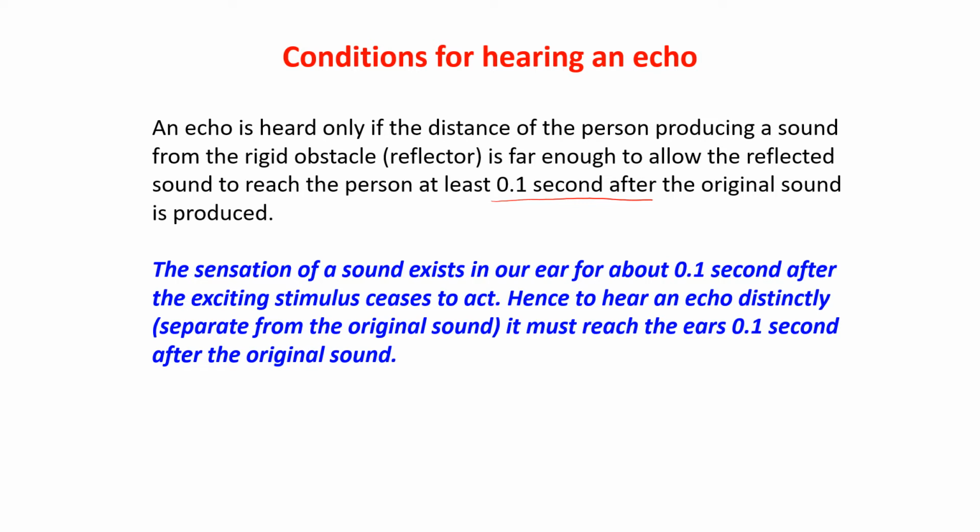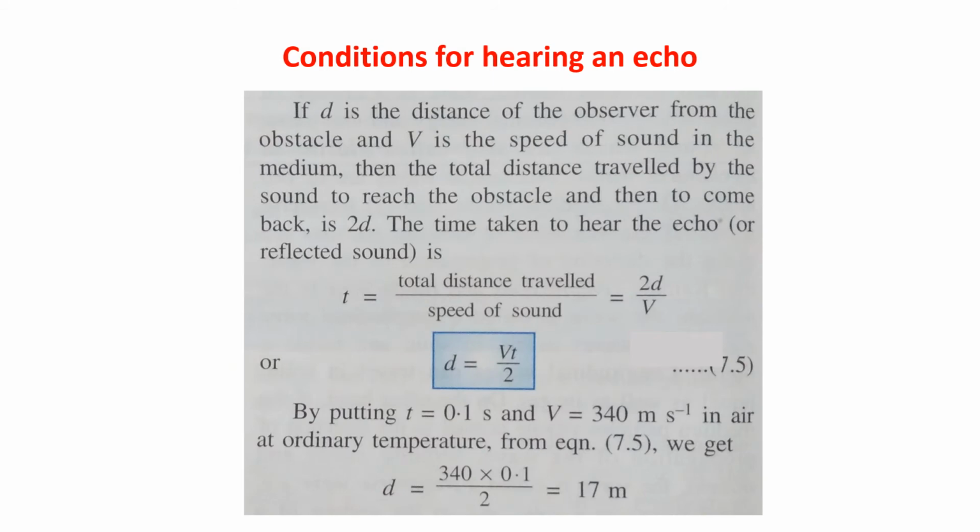Now, the sensation of sound exists in our ear for about 0.1 second after the existing stimulus ceases to act. Hence, to hear an echo distinctly separate from the original sound, that is very important, it must reach the ear 0.1 second after the original sound. Let us see what is the minimum distance for getting an echo.